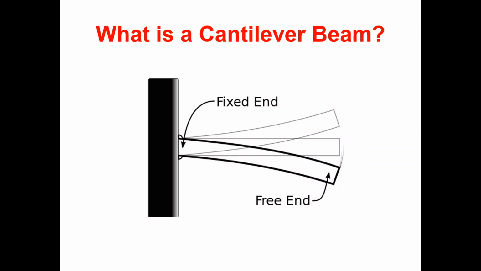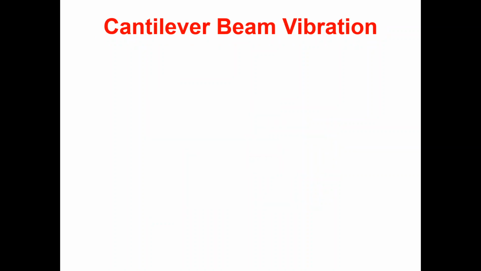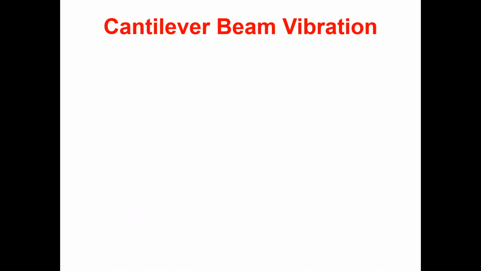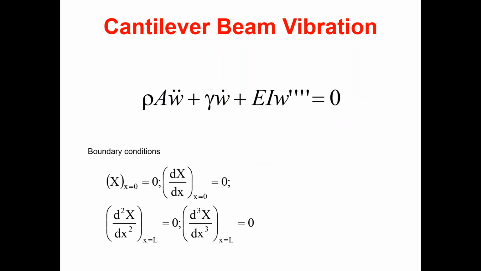You are pretty familiar with the cantilever beam at this point. It has a fixed end and a free end. The cantilever beam vibration can be modeled by the main vibration equation that we have. The boundary conditions are the things that are going to be different for the cantilever beam. As you can see, the boundary conditions are a little different here. Essentially, at x equals 0, which is your fixed end, the displacement and its first derivative are going to be equal to 0, but the second and third derivatives of displacement are going to be 0 for the free end.